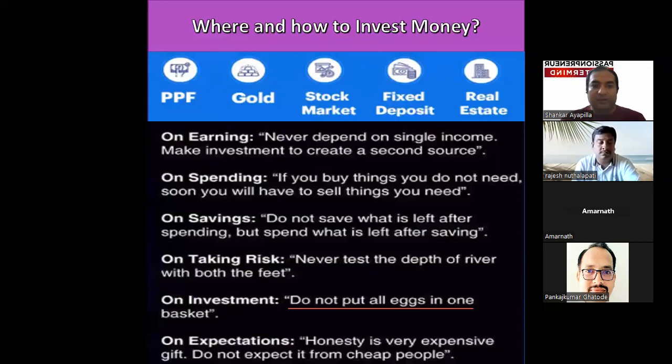Okay. All right. So what are the areas where we can invest? One, we all know it's PPF. Then another is gold. Then we have stock market. We have fixed deposit, and we have real estate as well. All these are instruments which will generate us money again in the long run. These are some of the golden rules of Warren Buffett that I just added up.